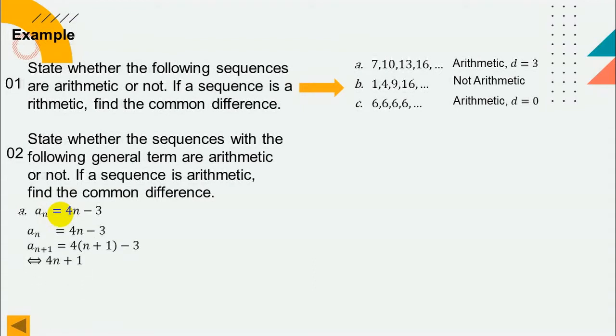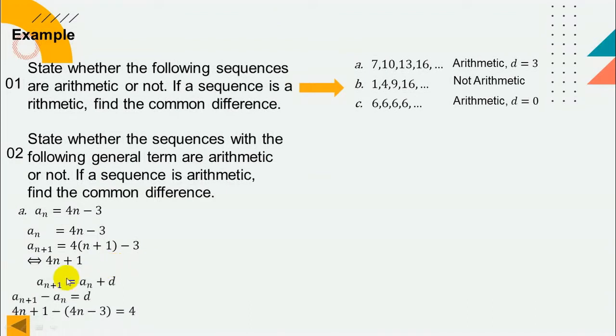Okay, we already know the formula from the remark, Un plus 1 is equal to Un plus d. We just need to follow this to get the formula for Un plus 1. So Un is equal to 4n minus 3, and then we change n to be n plus 1. So we substitute 4 times n plus 1 minus 3, and the result is 4n plus 1. So we have Un and we have Un plus 1.